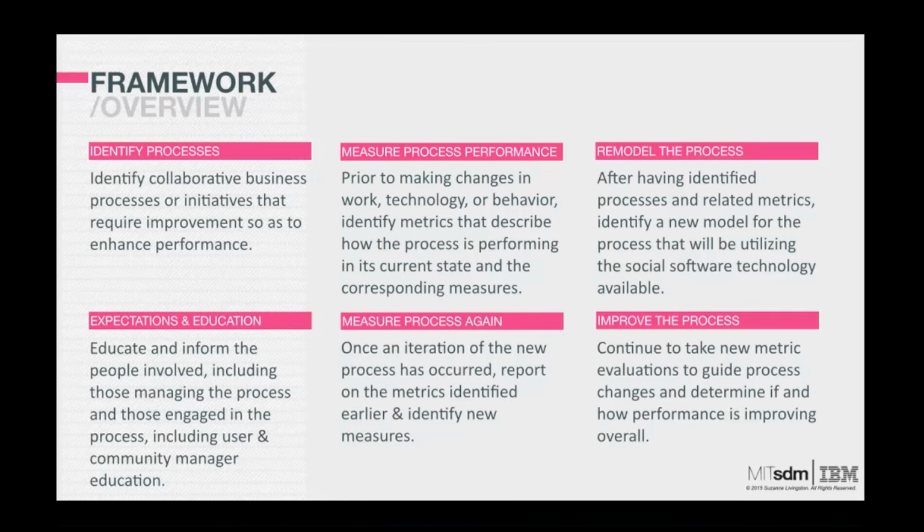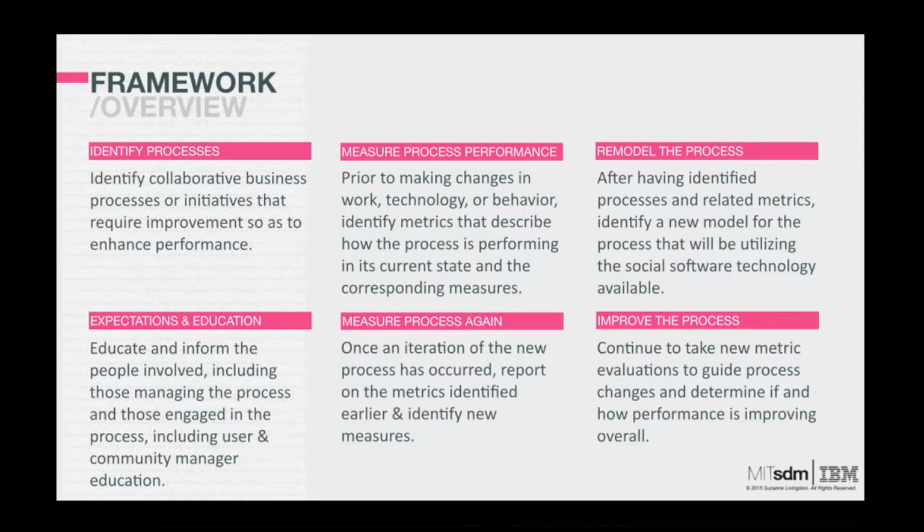And of course, step 5, they have to measure the process again. So in step 2, did they list out all of the measurements that were key to understanding how successful the process is? And then again in step 5, how did those metrics look after this new process had been implemented? And finally, step 6, continue to take new evaluations over time to guide any process changes and determine how performance is improving overall. So it's not just one and done; continue to improve that process based on new feedback and new measurements. So that's the highest level of the framework.